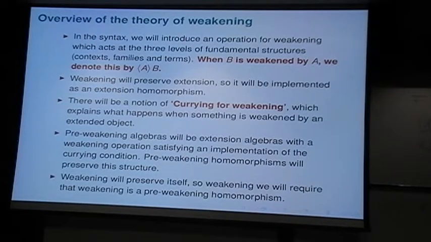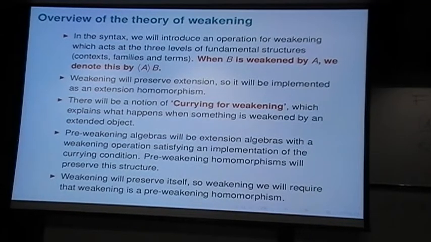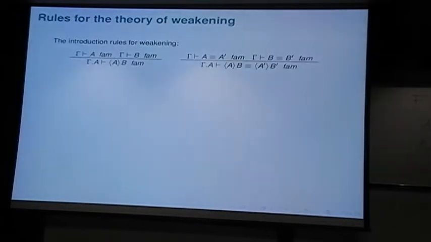Why do I have to make so many steps? Well, for the first, there are just so many rules, and then weakening needs to be compatible with itself, and the only way to make this conceptually clear is by saying that it's a homomorphism of algebras of some kind, and the kind is pre-weakening. Okay, so it's going to be that.